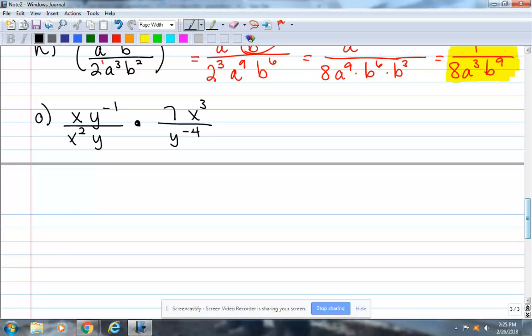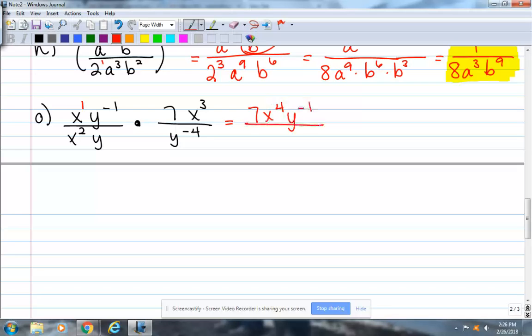I'm multiplying across. And when I go across, I'm going to do my like bases. So on top, I have an x, y to the negative 1, a 7, and an x to the third. Do I have any like bases on the numerators? X's, and this is an x to the first, right? So multiply them across. I'm going to get a 7. X to the first times x to the third is x to the what? Fourth. And I'm going to copy that y to the negative 1.